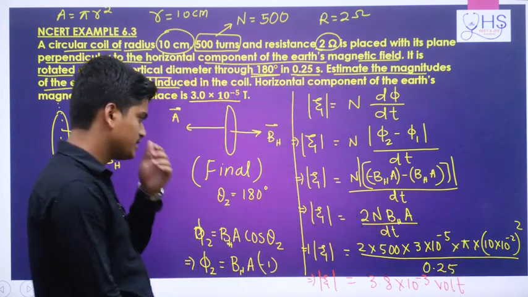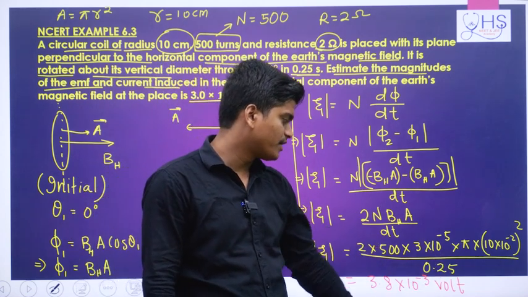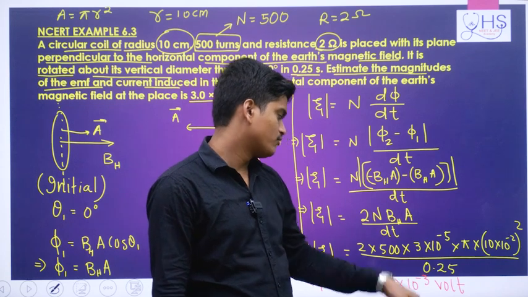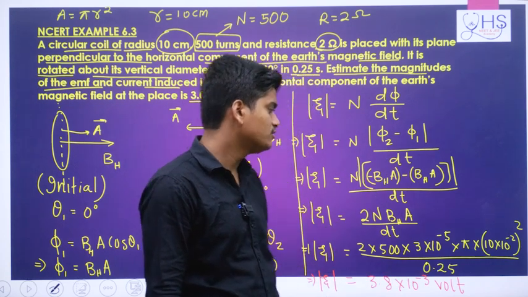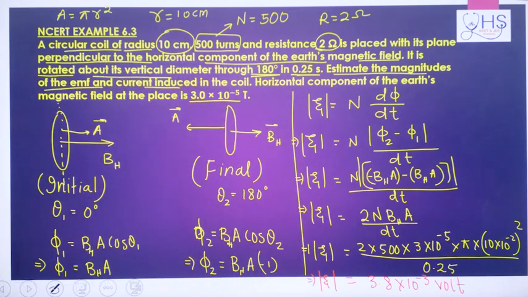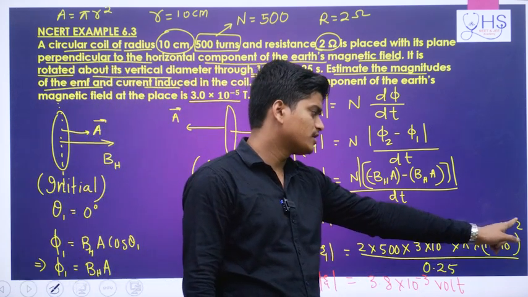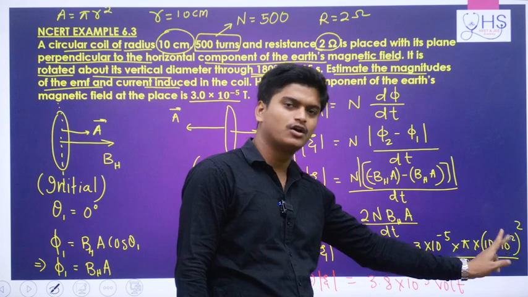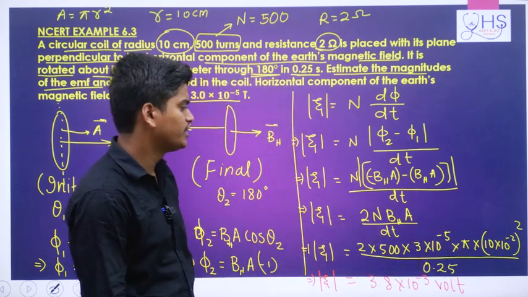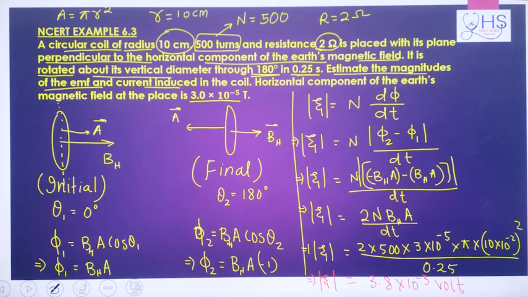So check this correctly. Here 1000 is there, and 0.25 is 25 by 100, so you can multiply by 4. Pi is there, so you can substitute 3.14. Then 10 into 10 to the minus 2 is 10 to the minus 1, and since it is squared, 10 to the minus 2 will come. So 10 to the power minus 2 and 10 to the minus 5 become 10 to the power minus 7. Now check the other values, you will get around 3.8 into 10 to the power minus 3 volt.